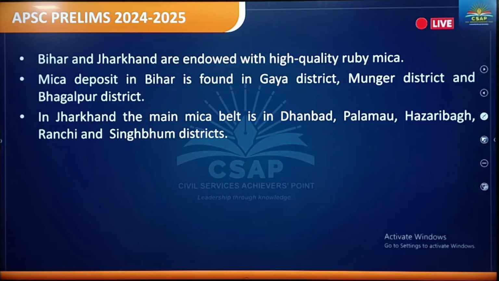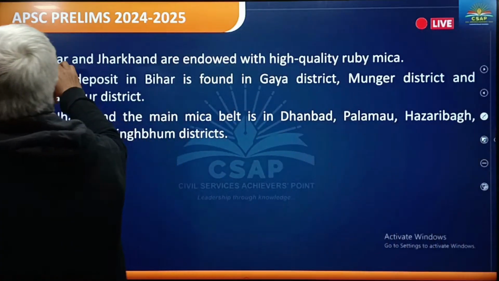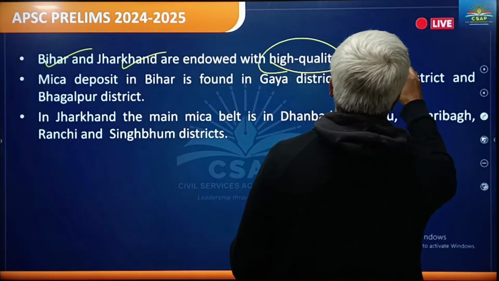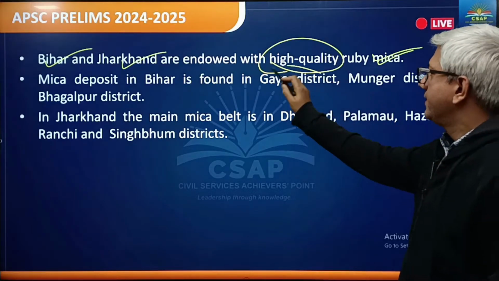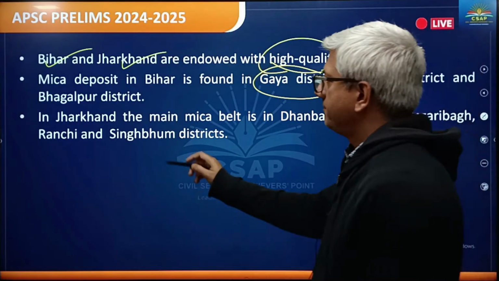Bihar and Jharkhand are endowed with high quality mica, which is called ruby mica. Mica deposits in Bihar are found in Gaya district, Munger district and Bhagalpur district.